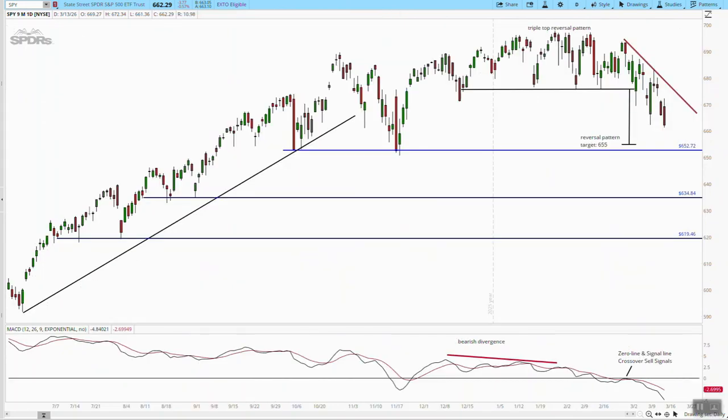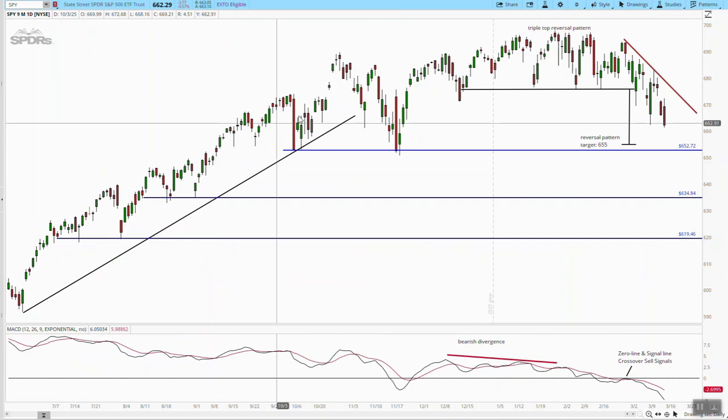Okay, now let's drill down to a short-term daily chart here. I like the candlesticks on the daily chart to get an idea of the open versus close and kind of short-term sentiment there. So this is a daily candlestick chart along with MACD lines on the bottom.